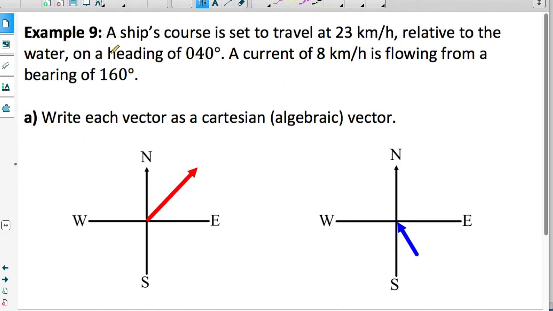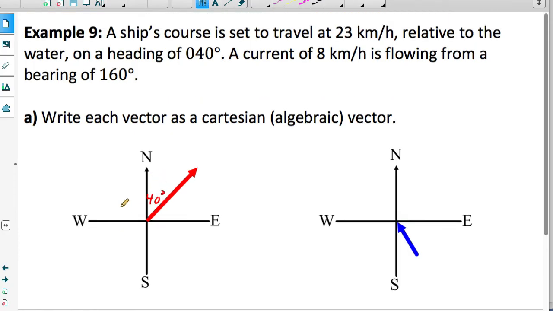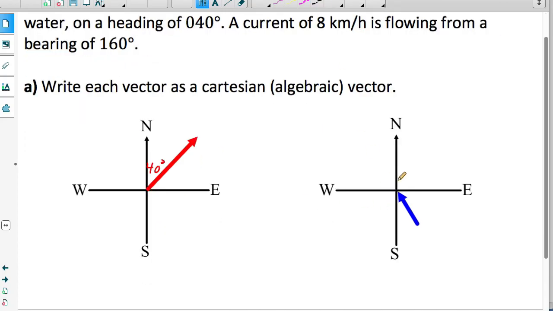A ship's course is set to travel 23 kilometers an hour relative to the water on a heading of 40 degrees. That means from north, clockwise, the angle is 40 degrees. A current of 8 kilometers an hour is flowing from a bearing of 160. So if this angle is 160, I could break up that 160 into that 90 degrees and this 70 degrees, which means this here is 20 degrees.